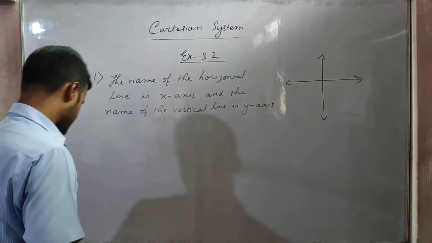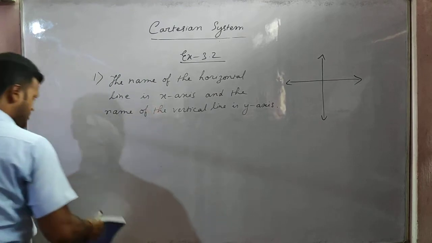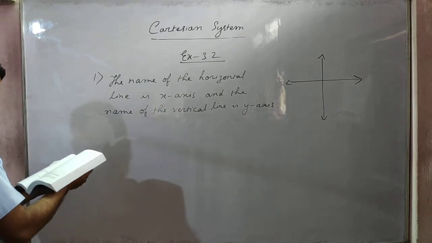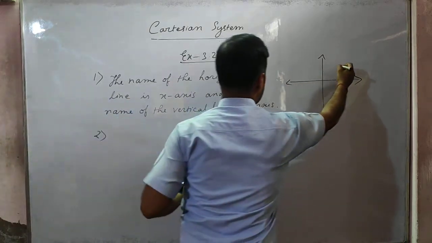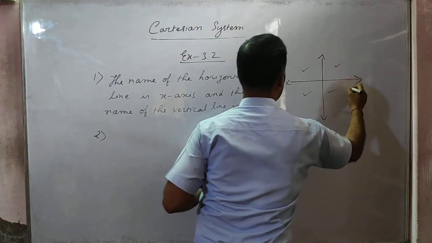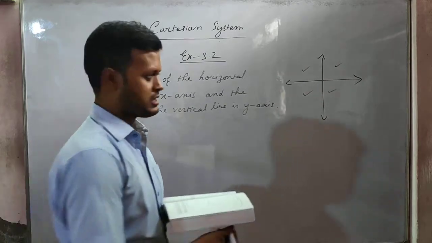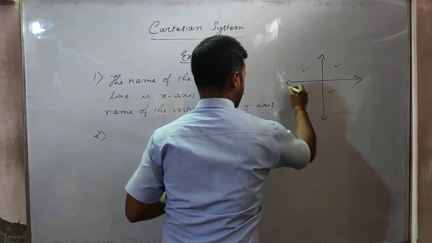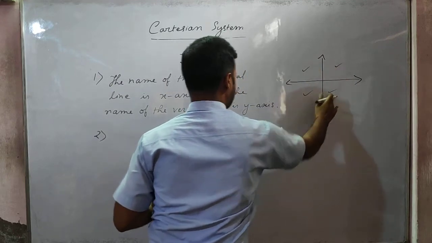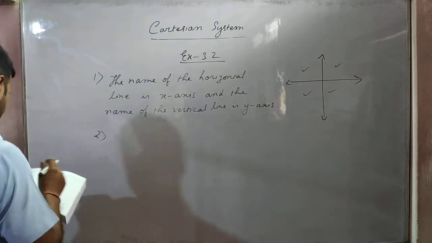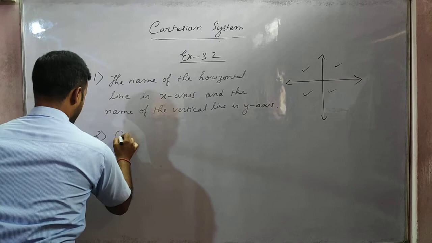And what is the name of each part of the plane formed by these lines? That means this part, this part, this part, and this part. When we draw the two axes, x-axis and y-axis, all these parts are called what? Quadrants. The name of each part will be called quadrants.